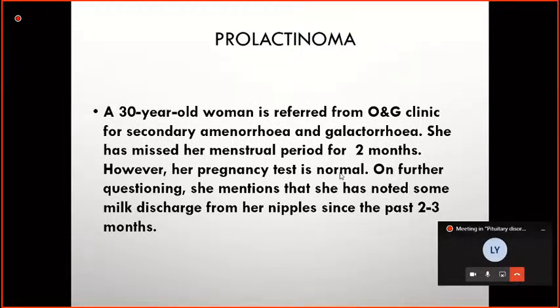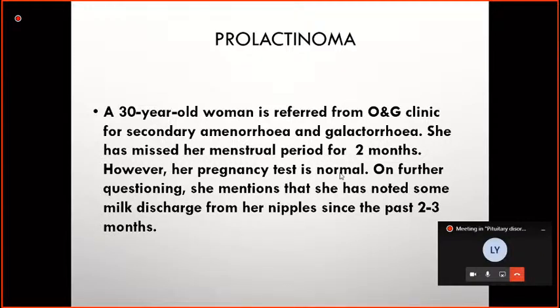A 30-year-old woman is referred to the OBGYN clinic for secondary amenorrhea and galactorrhea. She has missed a menstrual period for 2 months. However, the pregnancy test is normal. On further questioning, she also mentioned that she has noted some milk discharge from her nipples for the past 2-3 months. So this is perhaps the typical presentation of a patient with prolactinoma. Usually in women they come with infertility or amenorrhea. They can come with just amenorrhea.